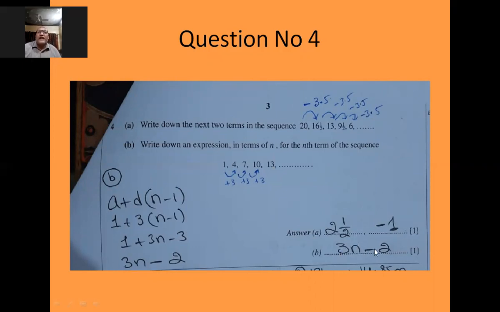So the nth term of this sequence will be 3n minus 2. Hopefully you understand how we found the nth term of this sequence. We use the formula a plus d bracket n minus 1. That was question number 4.